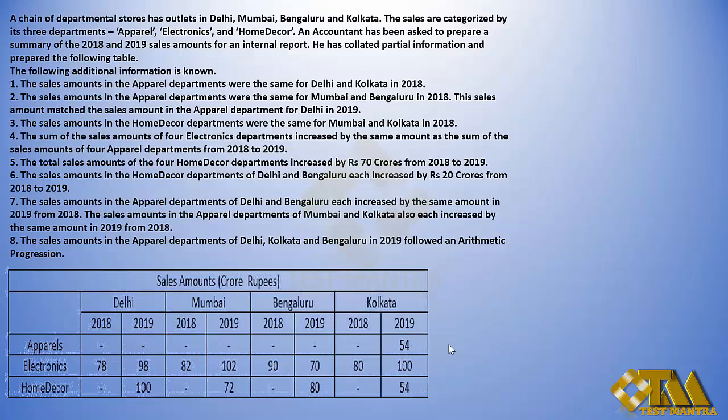It's given a chain of departmental store has outlets in Delhi, Mumbai, Bangalore and Kolkata. The sales are categorized by three departments: apparels, electronics and home decor. An accountant has been asked to prepare a summary of 2018 and 19, 2 years of sales amount, for the internal reports. He has collated partial information and prepared the following table.